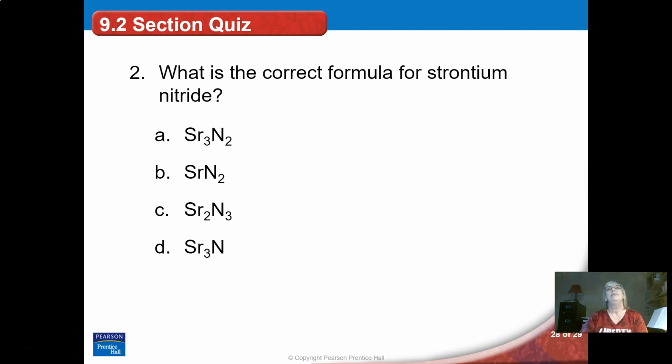Okay, what's the formula here? Strontium and nitrogen. So look at the periodic table. Figure out how they would go together. This is a binary, 2 elements together, so we're going to use the ide ending. So strontium is +2 and nitrogen is -3. So if you crisscross those numbers, you get that formula.